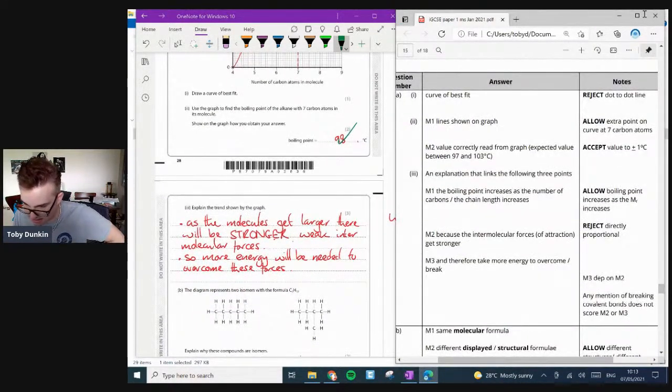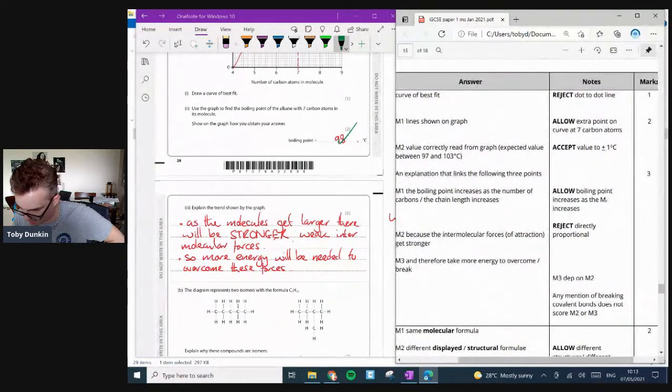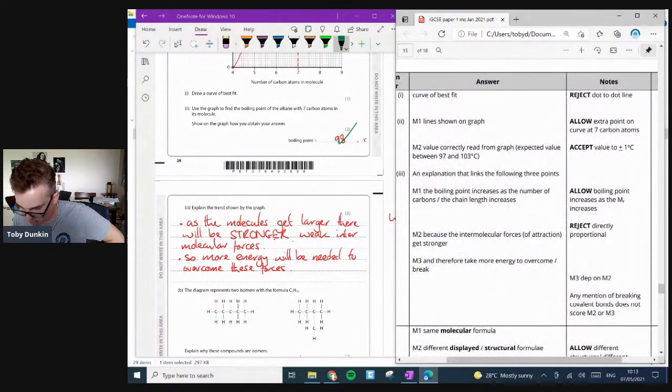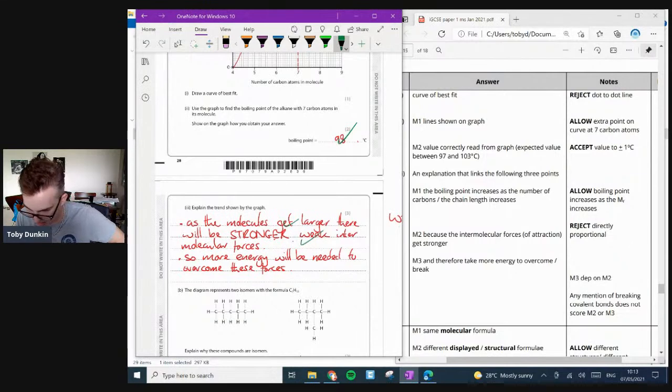Explanation, the boiling point increases as the number of carbons gets longer because the intermolecular forces get stronger, therefore more energy is taken. Yeah, I like it. Increases as molecules get larger. Increasing Mr increases. Reject directly proportional, but it's not a straight line. As molecules get larger, stronger intermolecular forces, more energy needed to overcome.